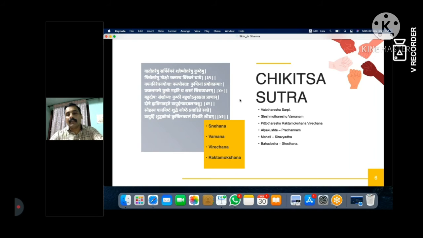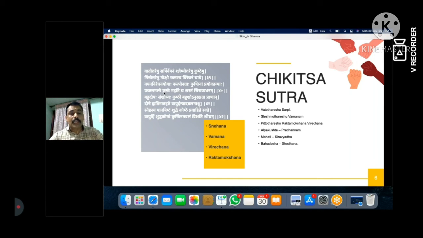Pittottareshu moksho raktasya virechanam. If pitta-associated conditions are there, then Raktamokshana and Virechana are considered the Shrestha modalities. Vamana Virechana Yoga, Kalpoktaha, Kushtinam Prayoktaha. The medications for Vamana and Virechana should be selected from the Kalpasthana. So that is the meaning of this shloka.